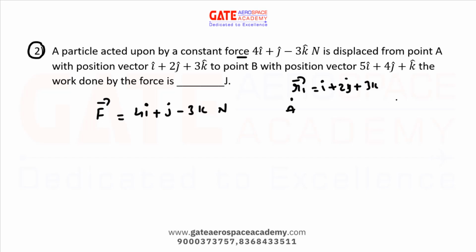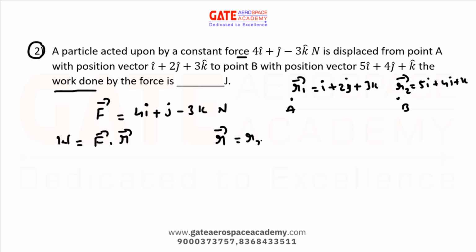Okay, and to point B. So at point B, position vector is given R2 equal to 5I plus 4J plus K. Okay. Now they are asking us to find what is work done. We know how to calculate work done in the basic vectors. Work done is nothing but force taking dot product with displacement vector. Okay. Now how to find this displacement vector? R is nothing but R2 minus R1.